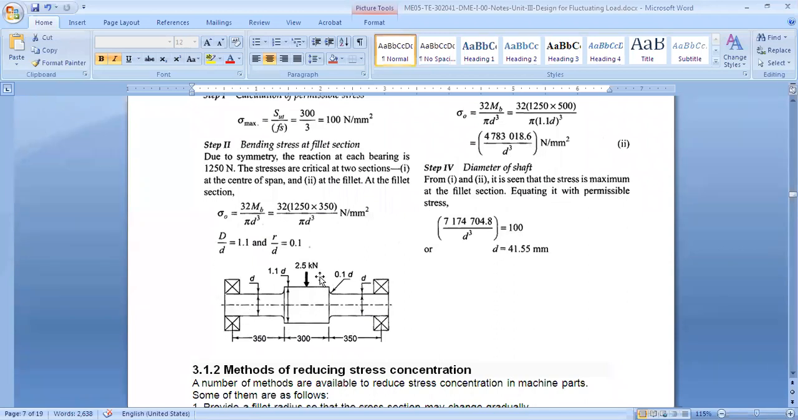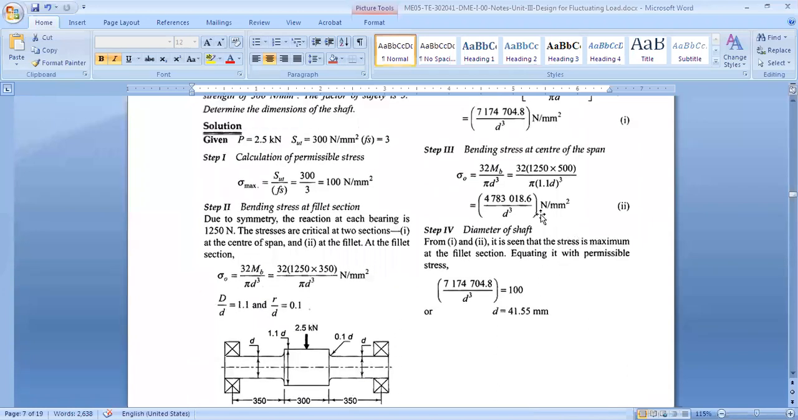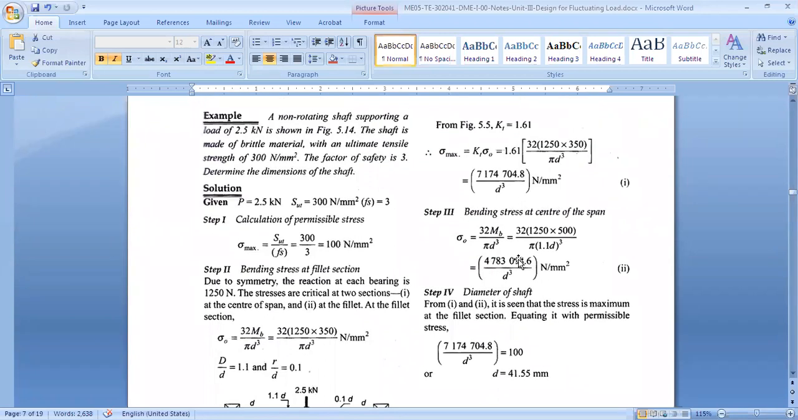Now, how to calculate the moment at the center? For the center, on the left hand side there is a load of 1250 at a distance of 350 plus 300 by 2. That is 500 total. Are you getting? 350 plus half of 300. So it is 500. So 32 into 1250 into 500 multiplied by pi upon, now this diameter will be 1.1 d, because the diameter at the center is larger. So this value comes to 4783. So now sigma at the center is 4783.